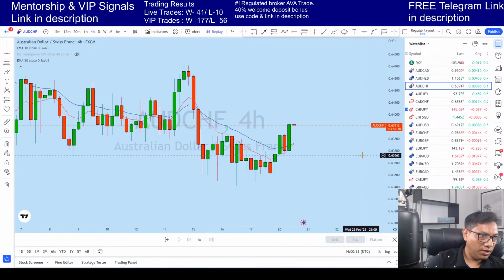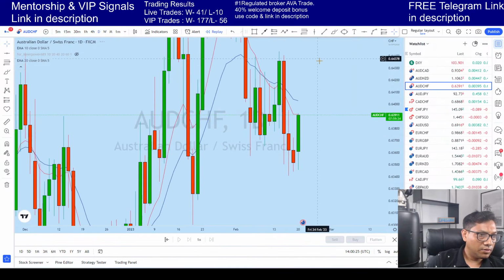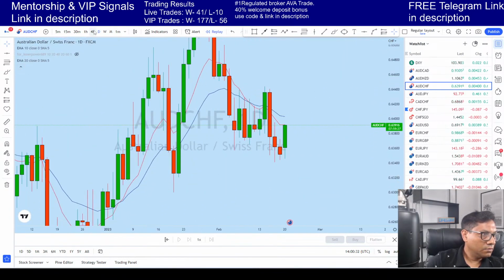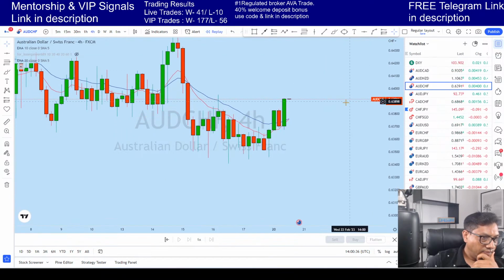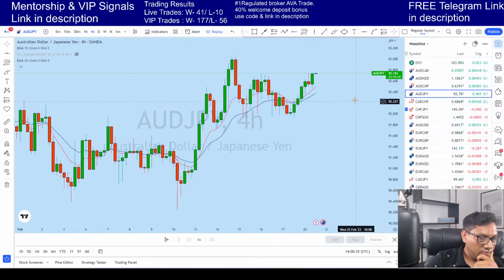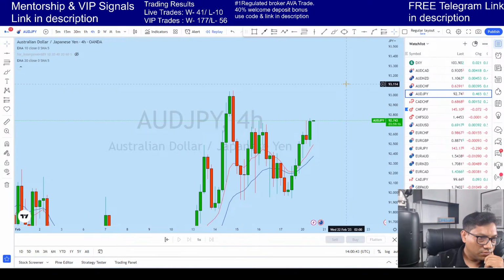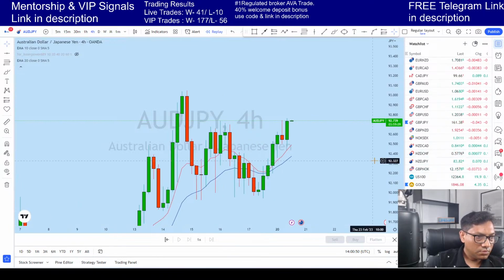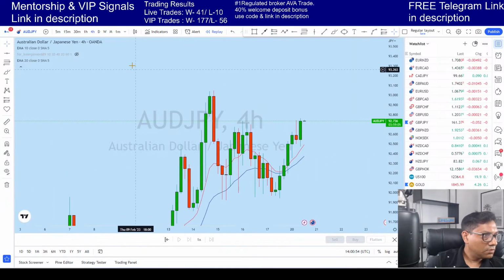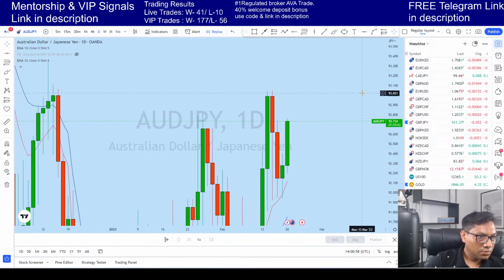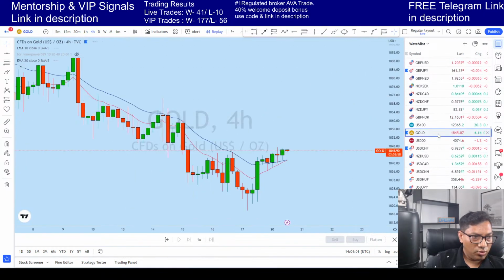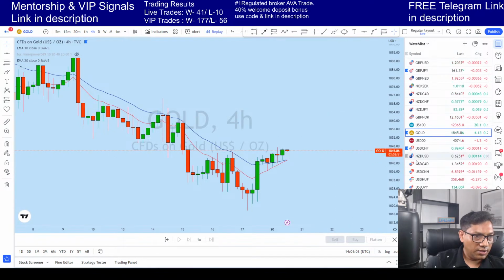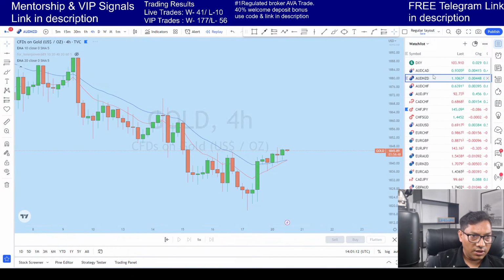AUD CHF in the same way is showing significant bullish price action. Okay, Aussie yen. Looks like AUD is getting stronger. There is no news coming up on AUD, but it's getting stronger against most of the pairs.